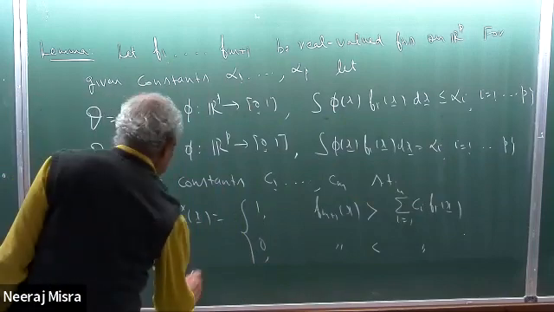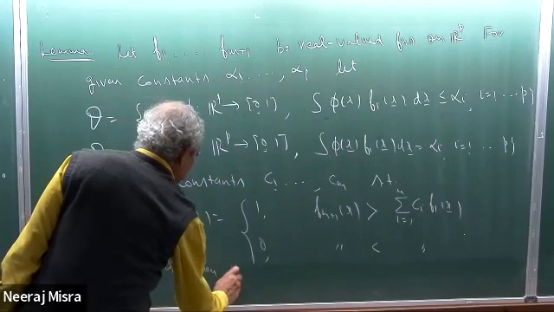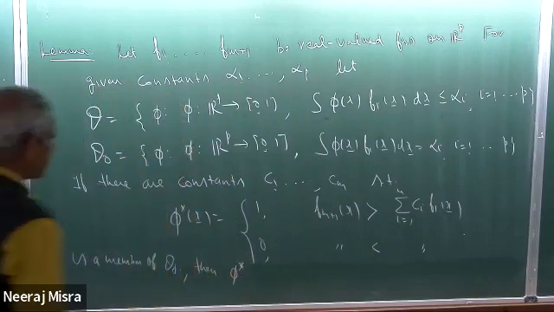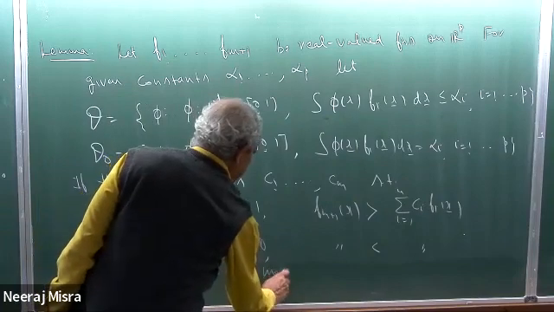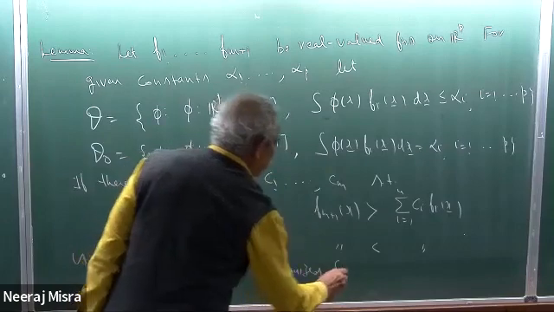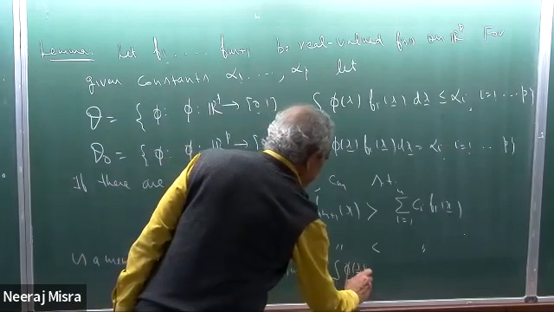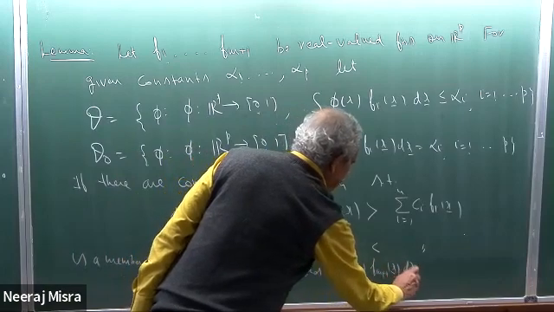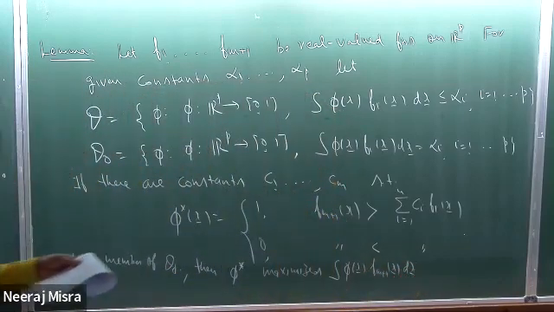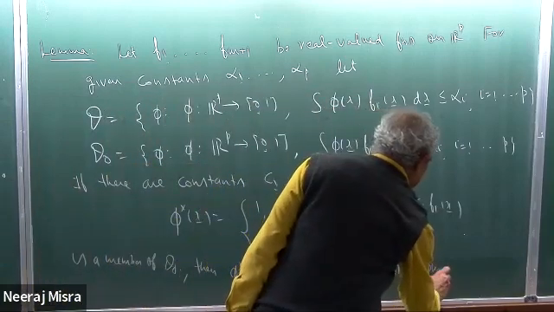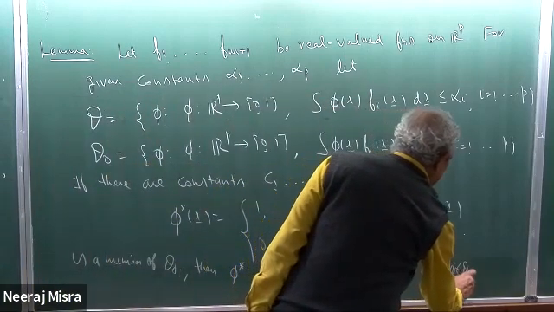Then phi star maximizes, its power is maximum, integral over phi x f_{m+1}(x) dx over phi belonging to D naught.